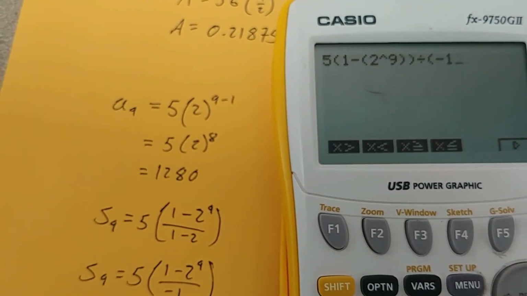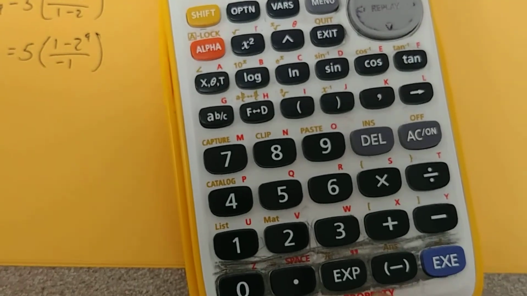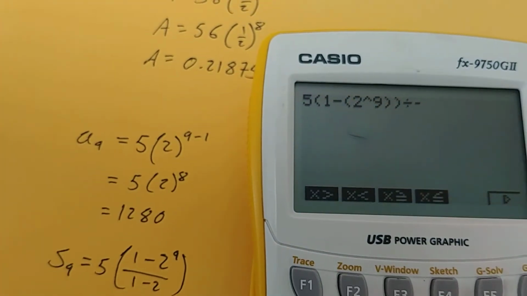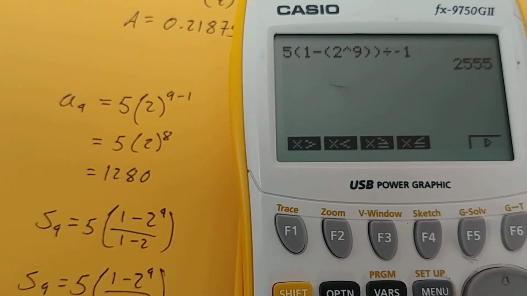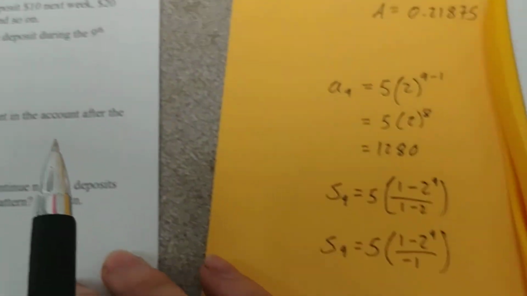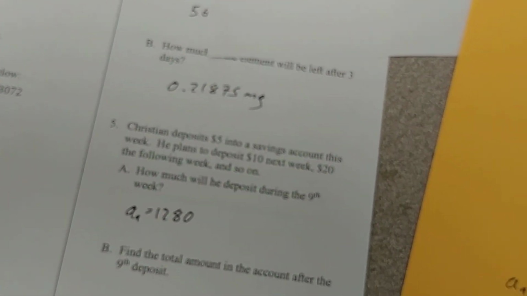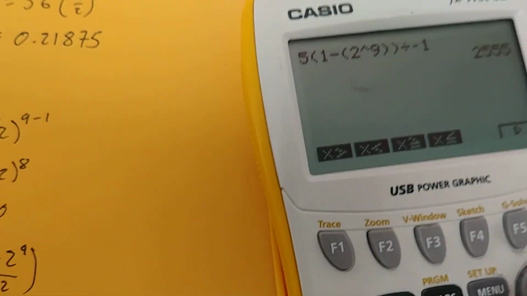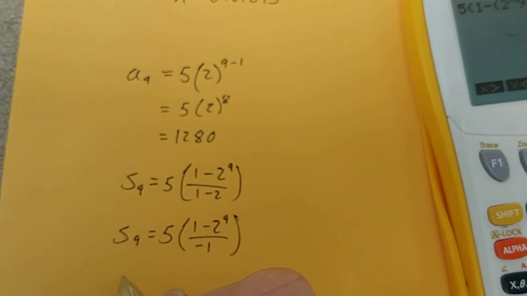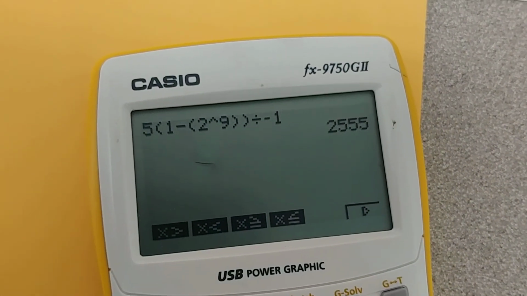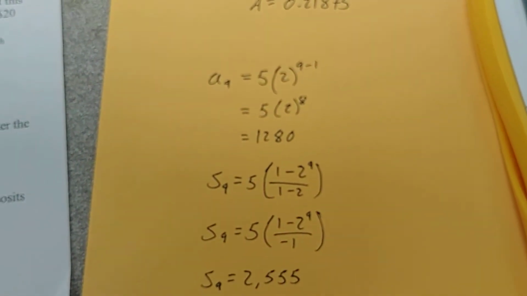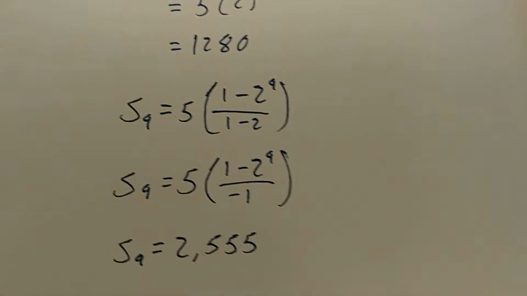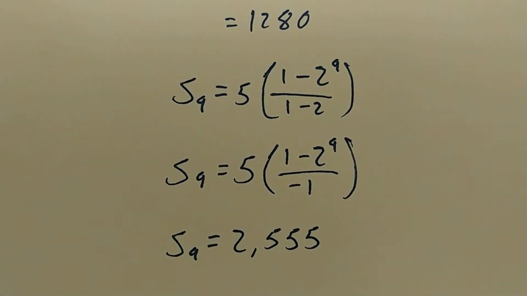Well, actually, let me delete. There's a negative button down here. I think this stands for negative 1. So divided by negative 1. There's the answer. So my answer should be, on the 9th week, I have a total of $2,555 in my bank account.